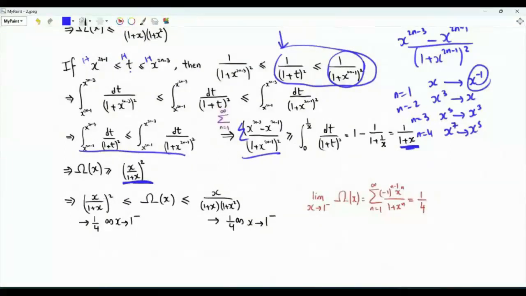Omega of x is lower bounded by x over 1 plus x all squared and is upper bounded by x over 1 plus x squared. As x approaches 1 from below, this approaches 1/2. When we square, we get 1/4. Here we get 1 over 2 times 2, which is also 1/4. The limit of the sum n from 1 to infinity, minus 1 to the n minus 1, x to the n over 1 plus x to the n, as x approaches 1 from below, is 1/4.